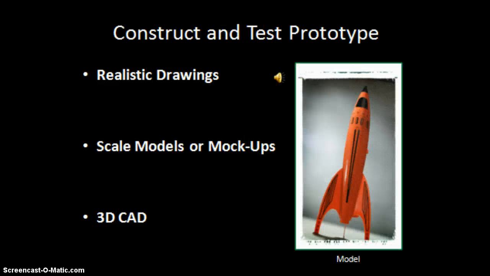The fourth step in the design process is to construct and to test a prototype. These would be realistic drawings, scale models or mock-ups, 3D CAD drawings, depending on what your product is. If you're doing a building, you're probably going to do 3D CAD and scale models. You're not actually going to have a prototype.